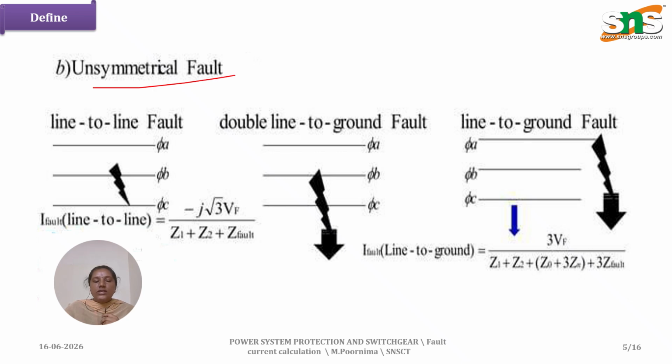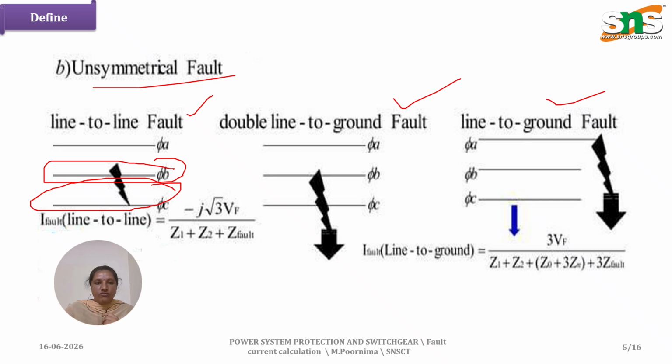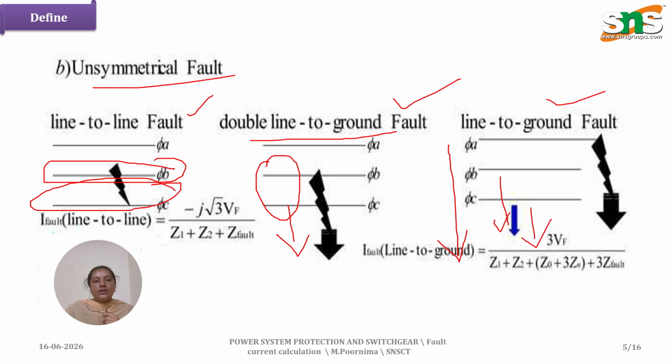And the unsymmetrical fault occurs as line to line fault, double line to ground fault, and line to ground fault. When the fault occurs between two lines, it is known as a line to line fault. When the fault occurs between two lines and ground, it is a double line to ground fault. Line to ground fault means one line to ground, maybe phase A or phase B or phase C. This is what an unsymmetrical fault is.